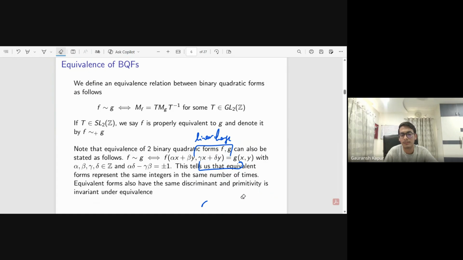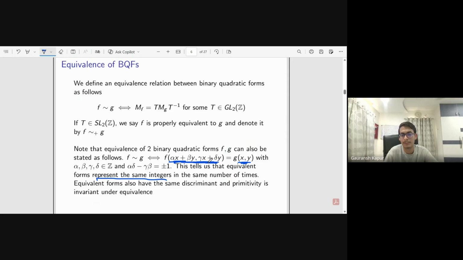So we can check that this is an equivalence relation, and this definition above tells you that equivalent forms will represent the same integers, because if something is represented by G here, then you can represent it by F here just by substituting this change of variables, and the same number of times as well. They also have the same discriminant.